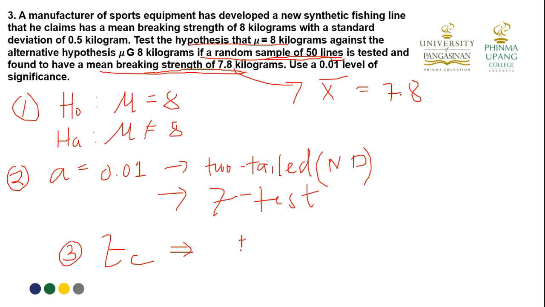So Z is positive or negative? The critical region is positive or negative 2.575 because it is two-tailed, so it's either right or left, no? Because the HA is mu not equal to 8.